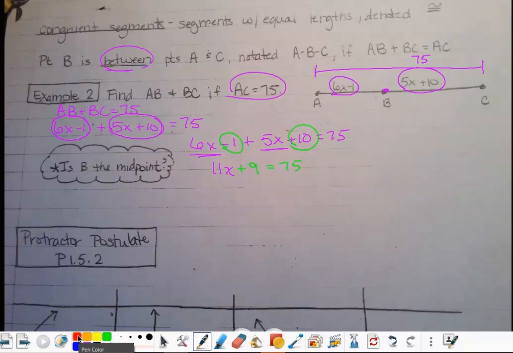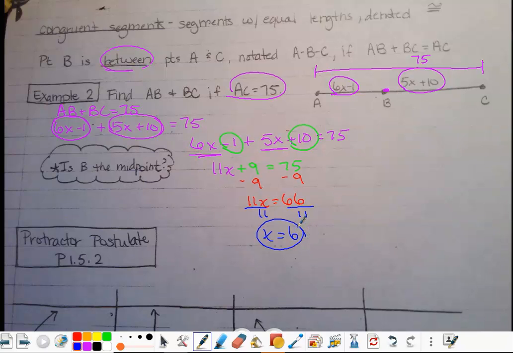Lucas, what do I do next? You subtract 9 from 75. Glorious. I subtract 9 from 75. Leaves me with 11x equals 66. Right? We're good with my math there? Tori, what do I do next? Divide by 11. Good. I divide by 11 on both sides. X equals 6.